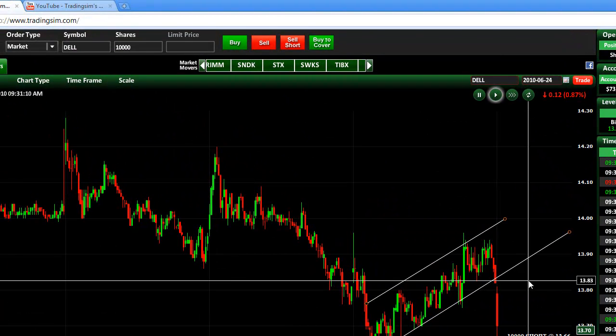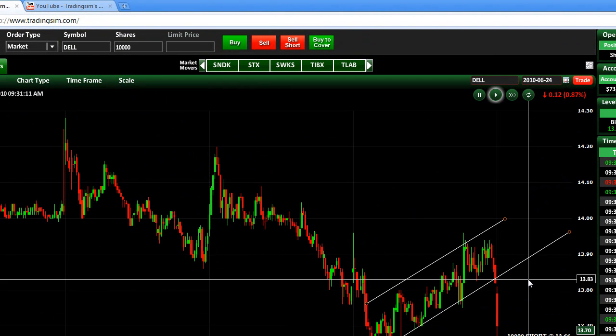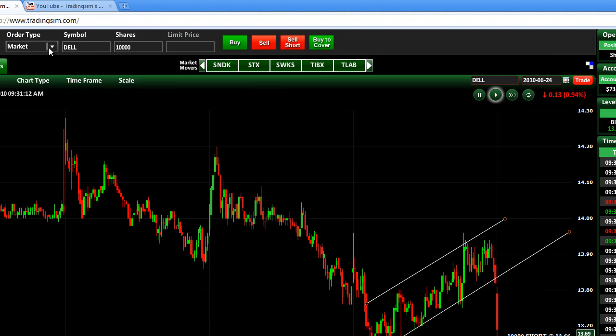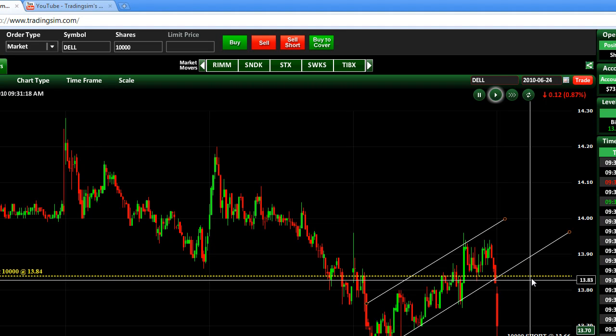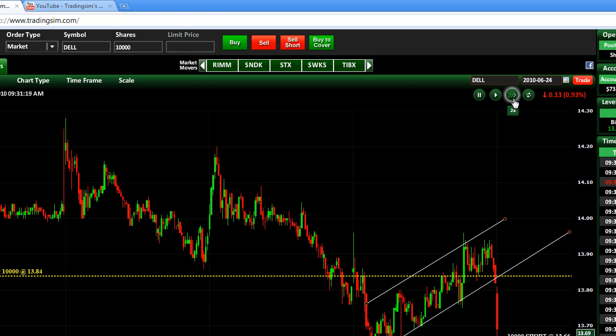So to protect ourselves, we can put a stop market order around 1384, and then that will prevent us from losing any additional money, right? You always want to protect yourself. And so here you have your open position, you have your stop. Now you just let it ride.